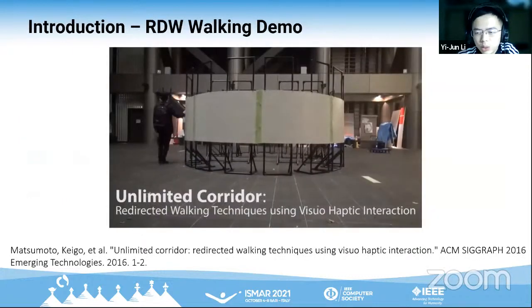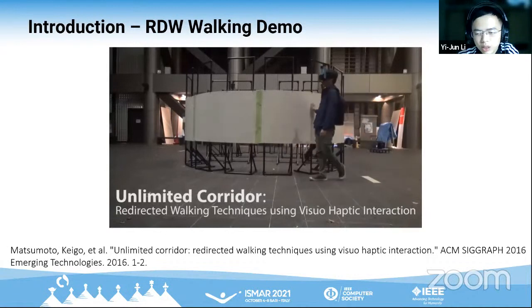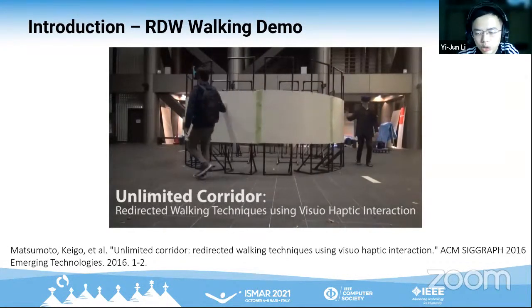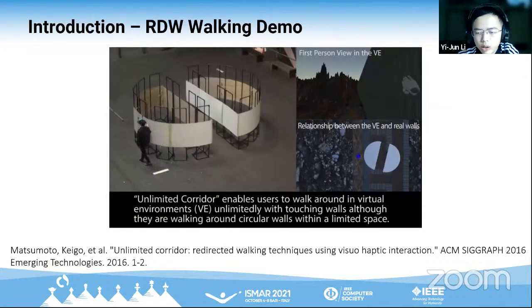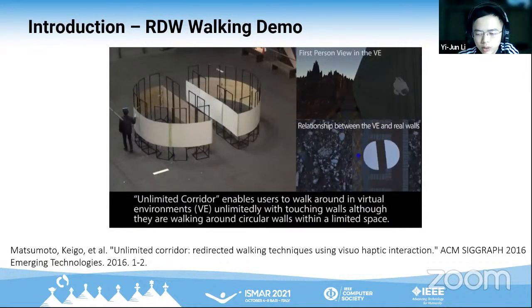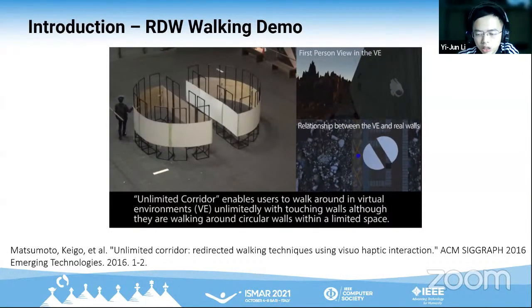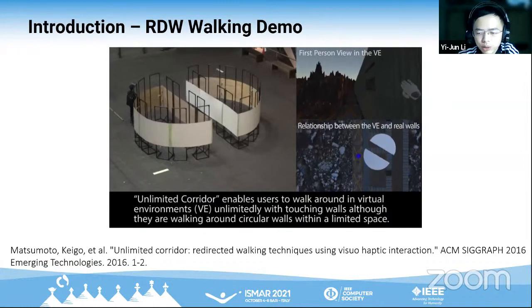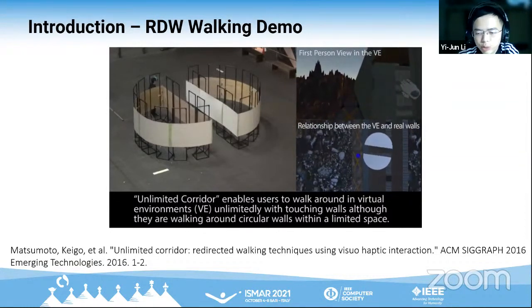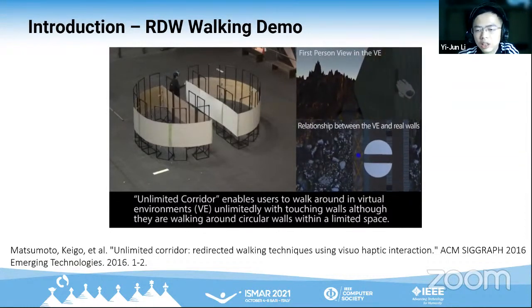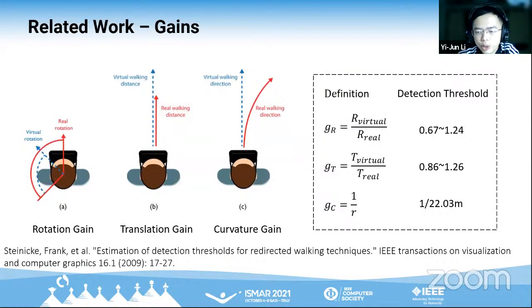For example, when a user plans to walk along a straight path in the virtual environment, the virtual camera could be slightly rotated so that the user unknowingly compensates for this rotation by walking along an arc in the real world. This virtual rotation speed is usually controlled by parameters called gains. A taxonomy of redirection involves 3 major gains, namely translation, rotation, and curvature gains.